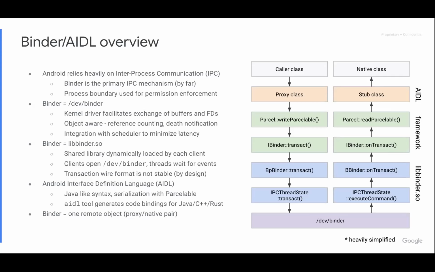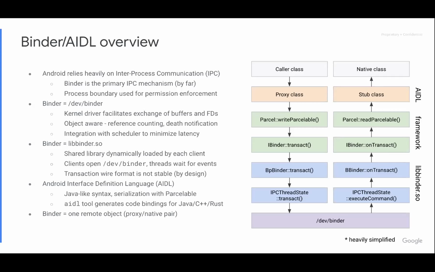Another meaning of Binder could be the libbinder shared library that each client needs to load. Each client opens the dev binder file and starts a thread pool where each thread is waiting for events from the kernel driver. Libbinder is also where the wire format for transactions is implemented. But by design, this is not stable. This has been part of the Binder mantra from the very beginning, that wire formats should not be stabilized, and it allows us to innovate over time.